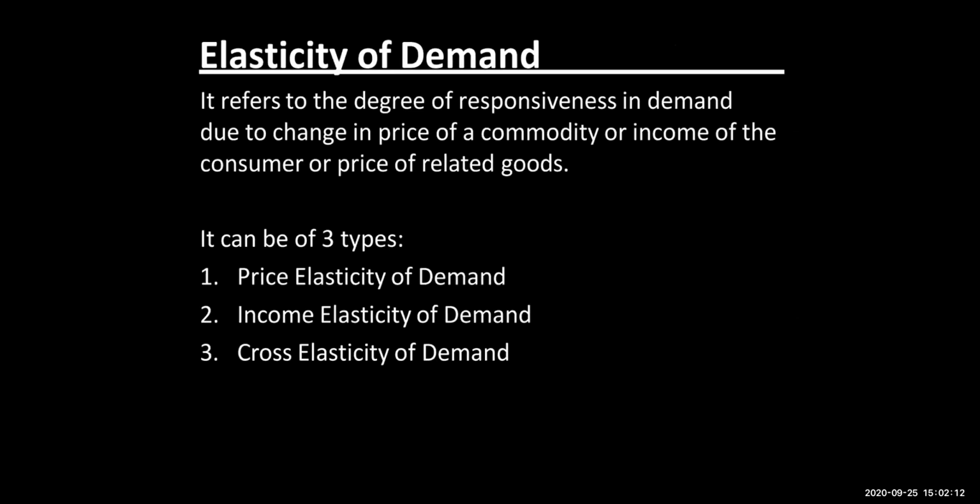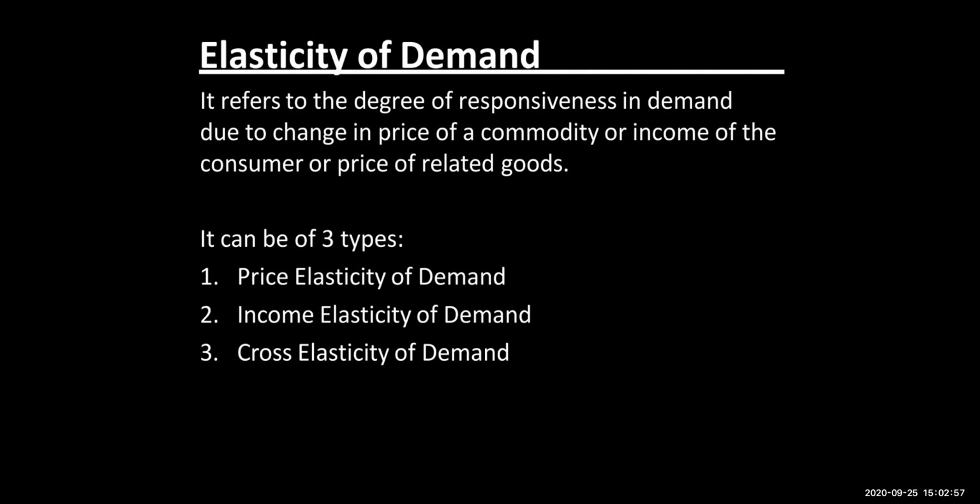Now, when we talk about elasticity of demand, there are three elasticity. First of all, we need to understand what is elasticity of demand. It means the degree of responsiveness in demand due to change in price of commodity or income or the price of related goods. So in short, when there is change in your demand, either due to change in price or due to change in income or due to change in price of related goods, then it is termed as elastic demand. So elasticity of demand can be of three types: price elasticity, income elasticity, and cross elasticity.